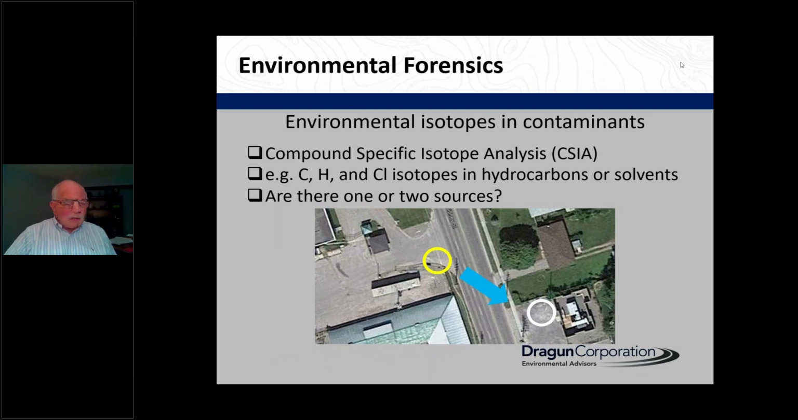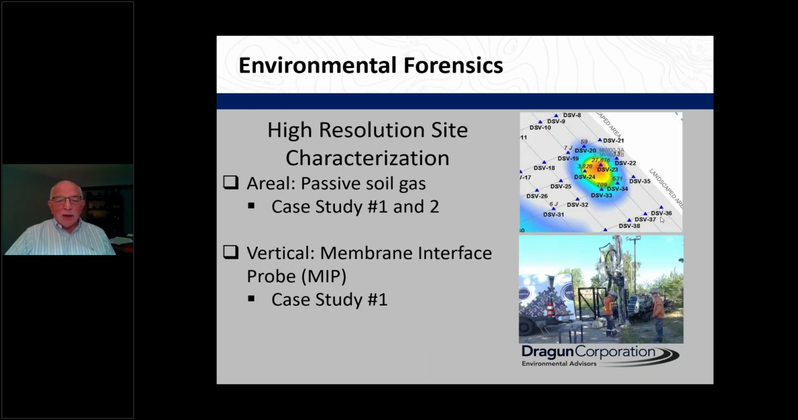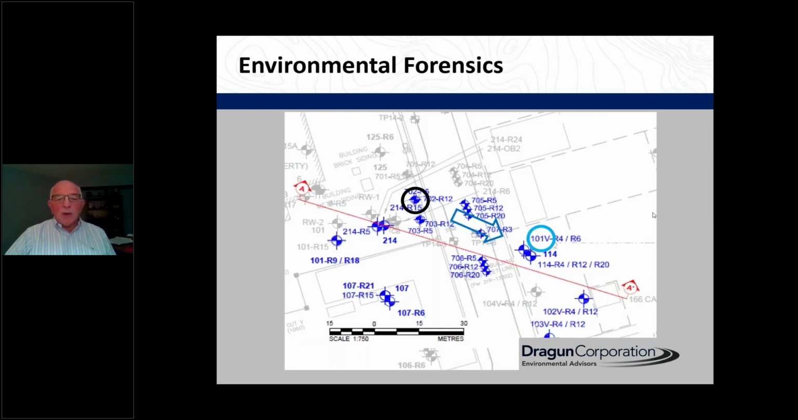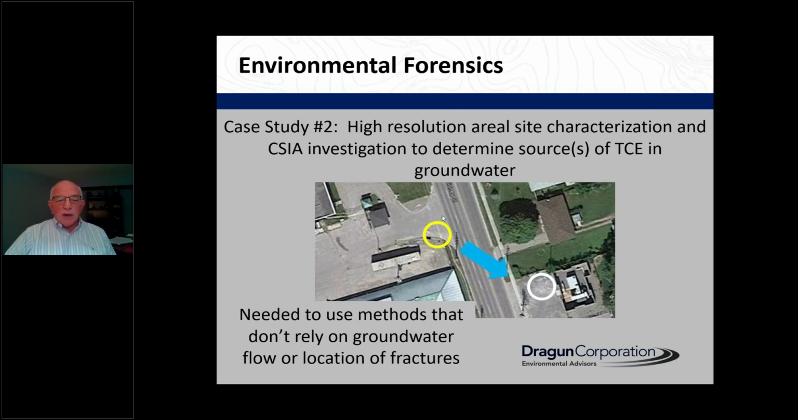Okay, so this is a site that we did compound-specific isotope analysis on, and you know what? I need to zip through Matt's slides here. Here we go. And the problem was this: there was contamination on one side of the road, a TCE hot spot. There was a hot spot on the other side of the road, down gradient from the one on the left side of the road.